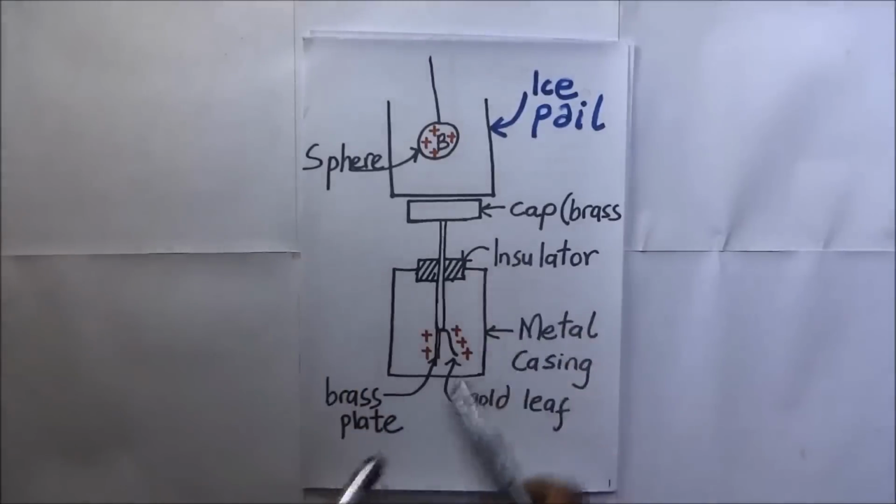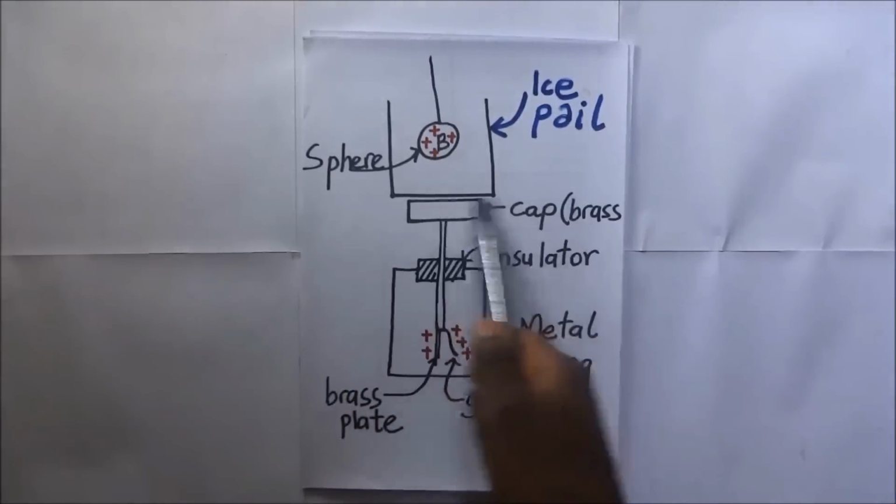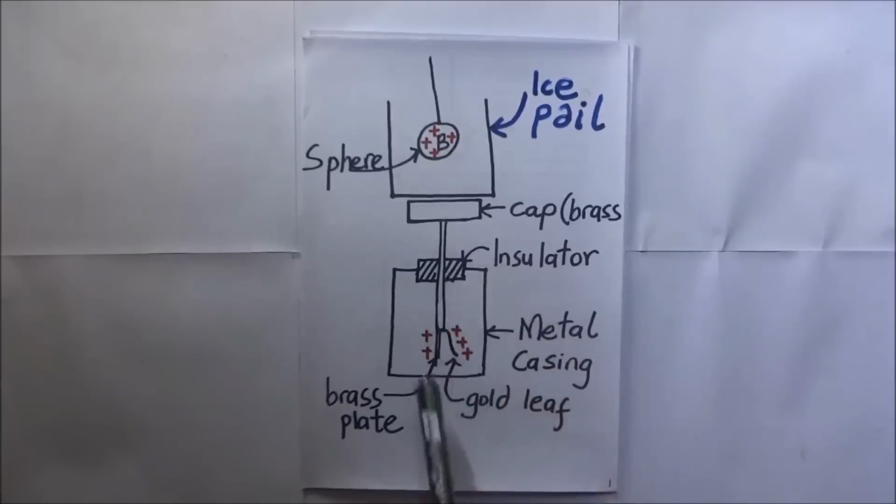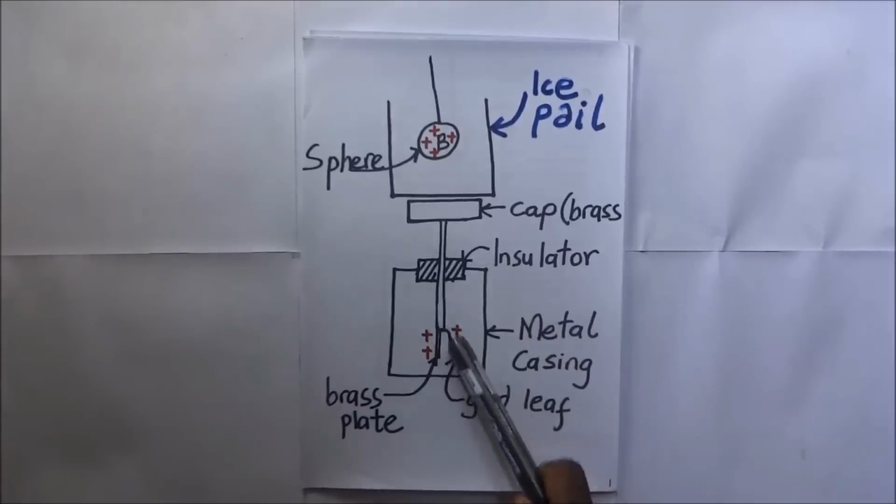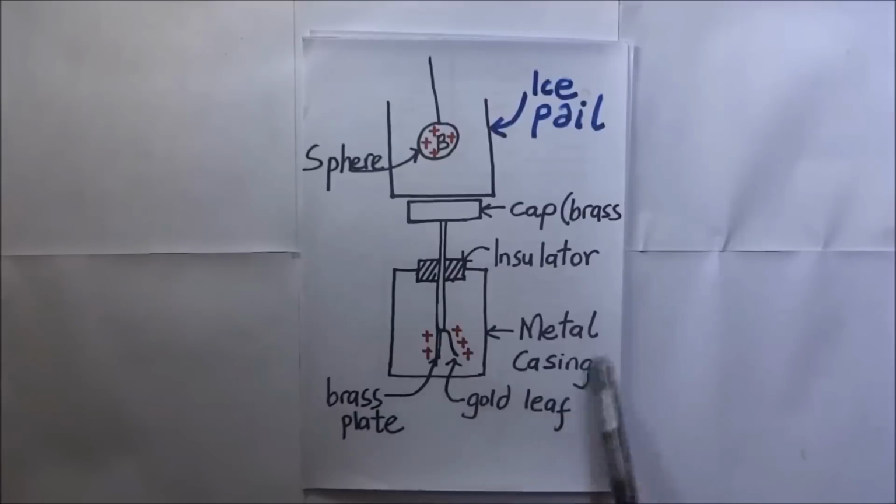This is the gold leaf electroscope. It has got a cup, a brass rod, a brass plate, a gold leaf, a metal casing, and an insulator there. This is the apparatus.